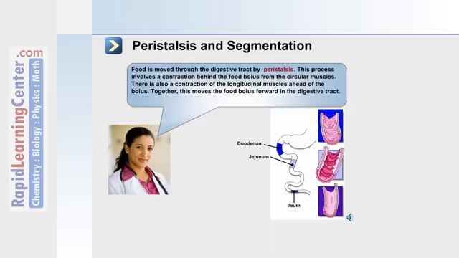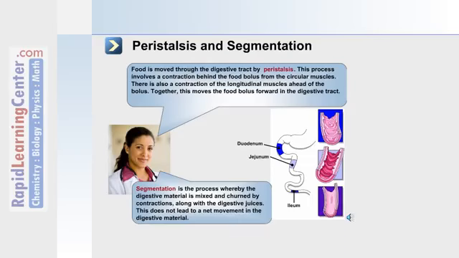Peristalsis is the movement of food through the digestive tract. This involves a contraction behind the food bolus from circular muscles. There is also a contraction of the longitudinal muscles ahead of the bolus, and together this moves the food. Segmentation is the process whereby the digestive material is mixed and churned by contractions of the smooth muscle. This does not lead to a net movement in digestive material, but instead mixing and mechanical separation.